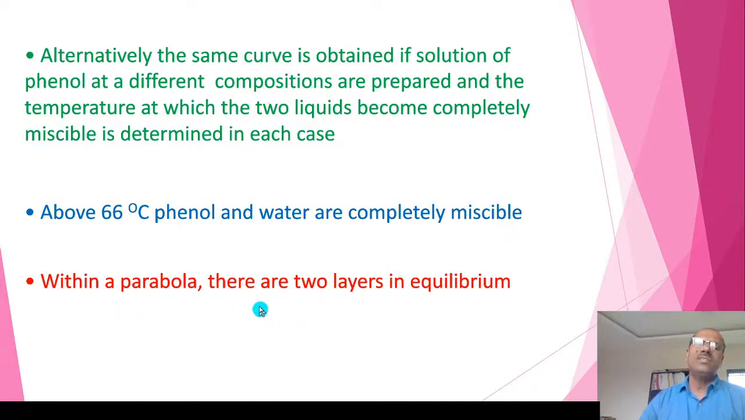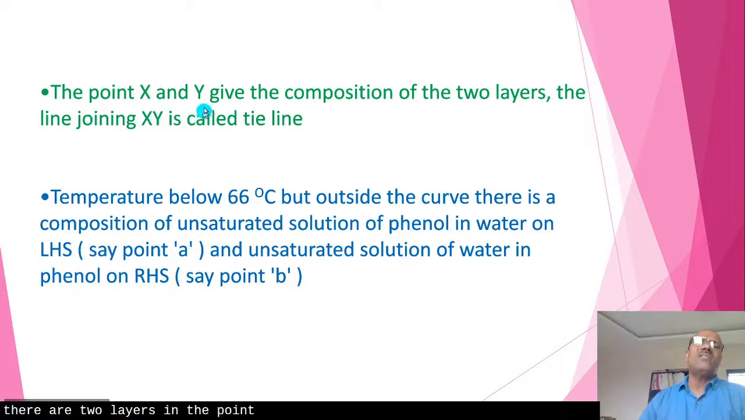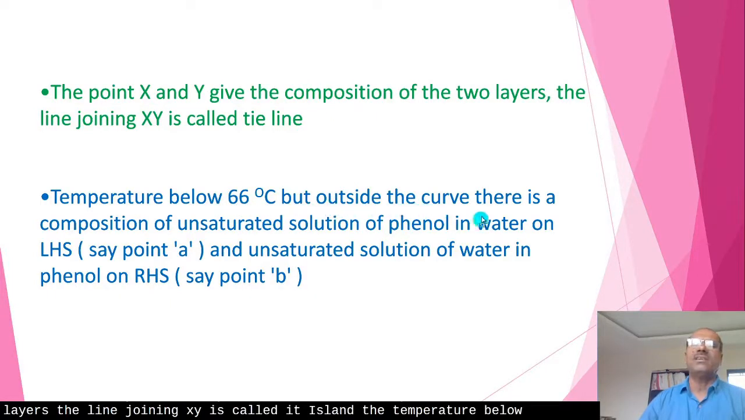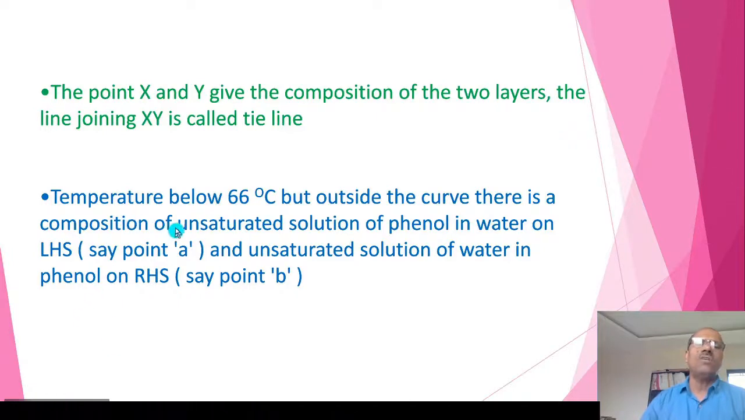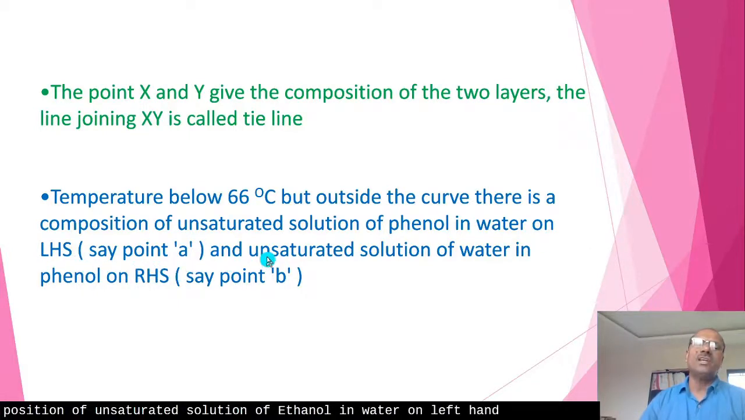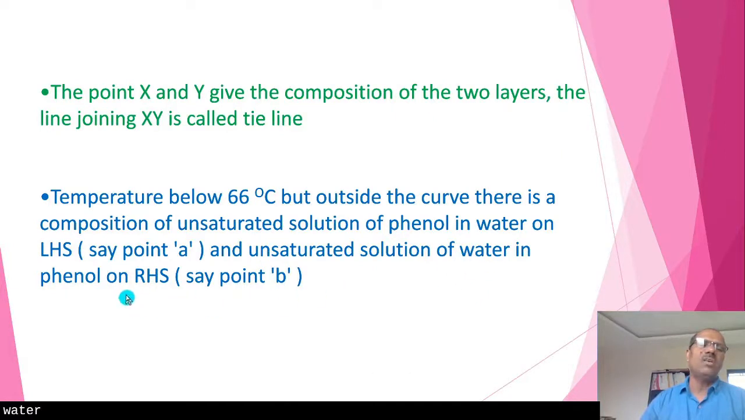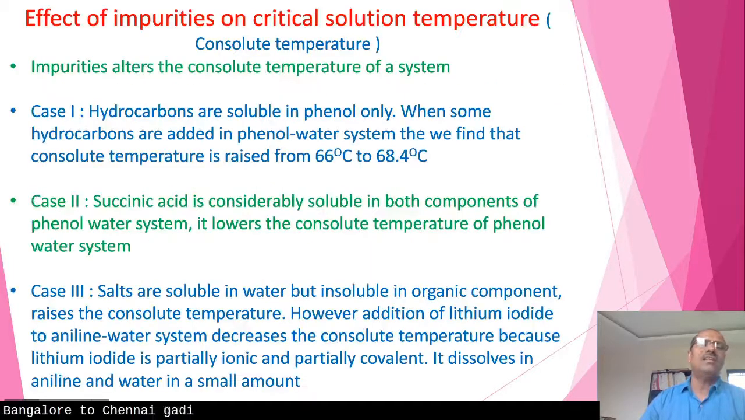Within the parabola, there are two layers in equilibrium. The points X and Y give the composition of the two layers. The line joining XY is called a tie line. At a temperature below 66 degrees Celsius but outside the curve, there is an unsaturated solution of phenol in water on the left hand side, say point A, and an unsaturated solution of water in phenol on the right hand side, say point B. Then we have to see the impurities.